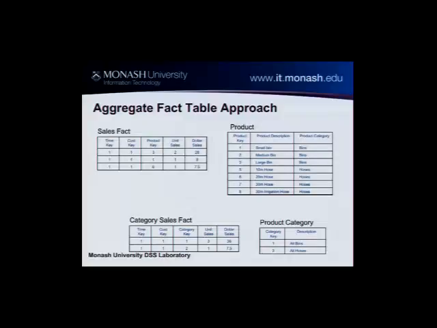So we split the fact tables and the dimension tables according to the hierarchy levels. So now we can very easily do a select sum bracket dollar sales from either of those fact tables, and get the right answer.